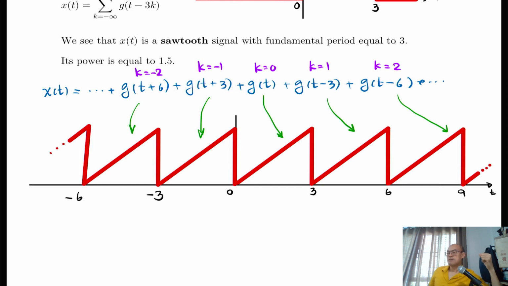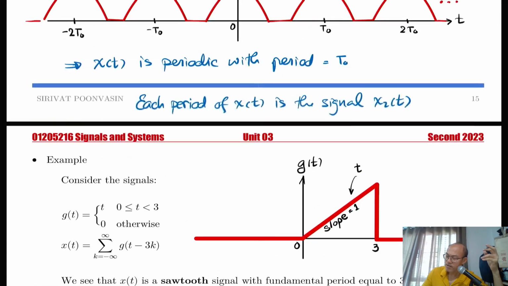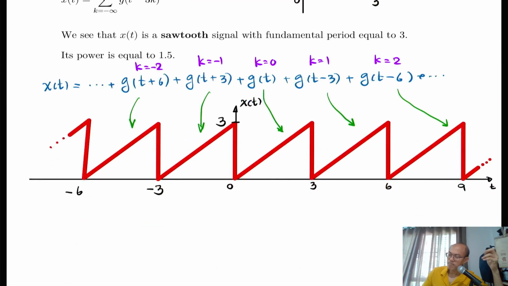Here. So now this is the graph of the signal X that we constructed from signal G, and it looks like a sawtooth signal. And this is 3. I forgot to mark it down, 3 here. Okay, this is an example of a sawtooth signal. It has a name, it is a sawtooth signal.